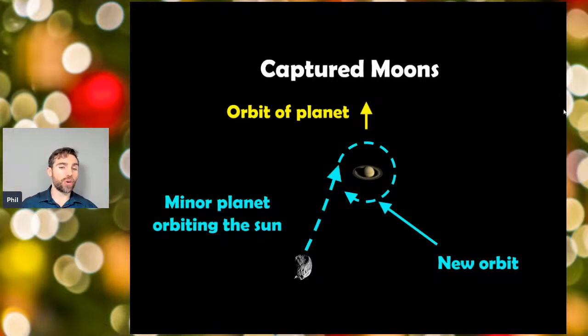If it got too close to a larger planet, then the gravitational attraction from that planet is able to capture it, and it then basically becomes on a new orbit. So here you've got that blue line. You've got that minor planet orbiting the sun, and it comes close to Saturn, close enough that it can get gravitationally captured. It then places it onto a new orbit around Saturn, and it's then a moon. It wasn't a moon to start with, but because it got too close, it is now a captured moon.